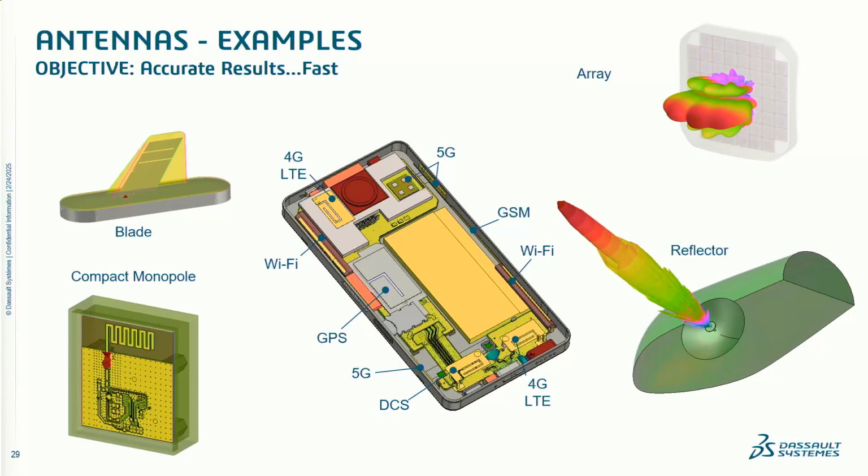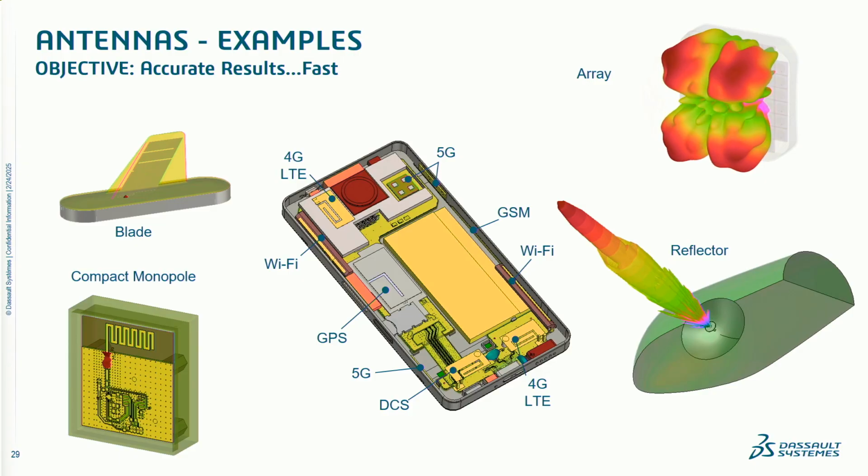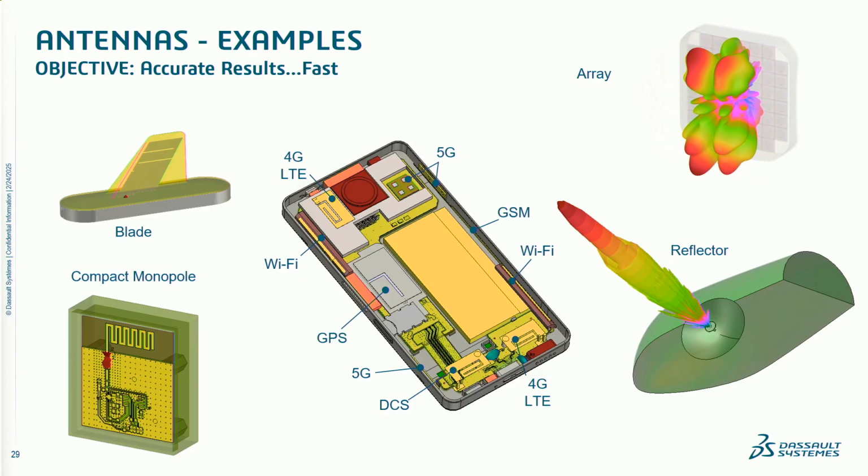Now, what are we talking about when we talk about antenna analysis? What are we trying to do? Well, we're trying to simulate how that antenna performs, and we're trying to do it as quickly as possible. And you'll see a bunch of examples up here, a blade antenna, a little monopole antenna, a mobile phone with a number of antennas in it, an array dome, and even an array up there, a phased array that we'll talk about in a moment.